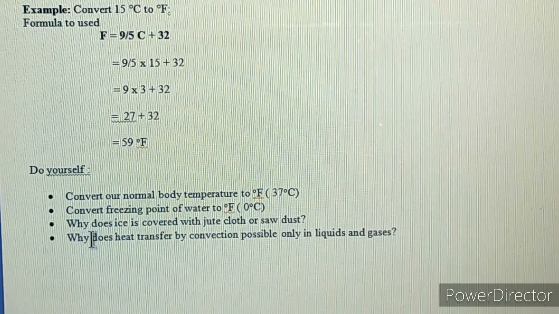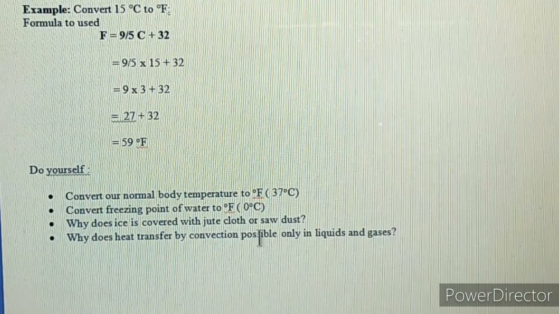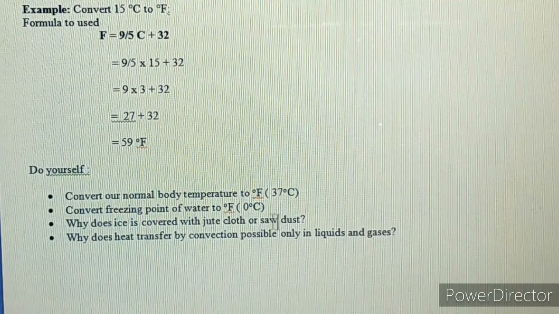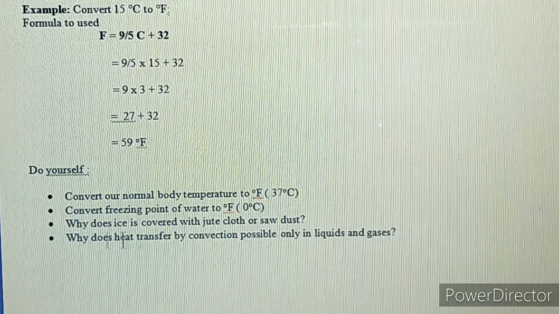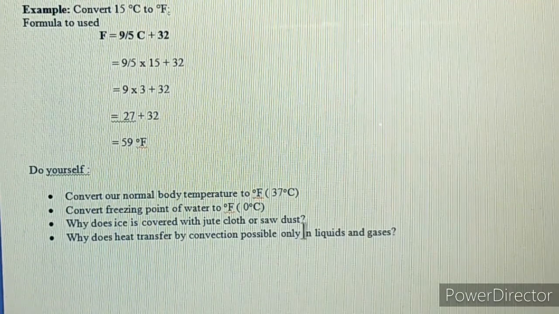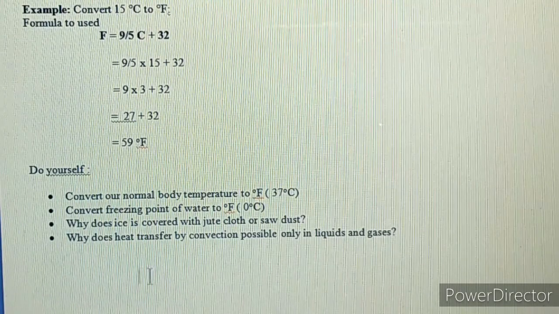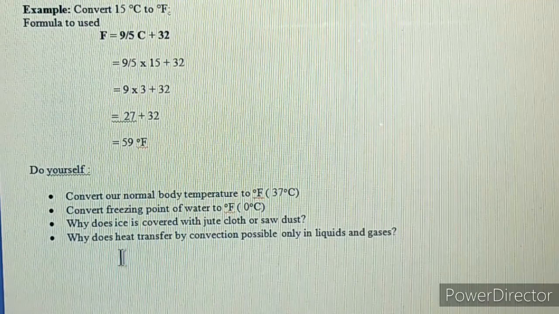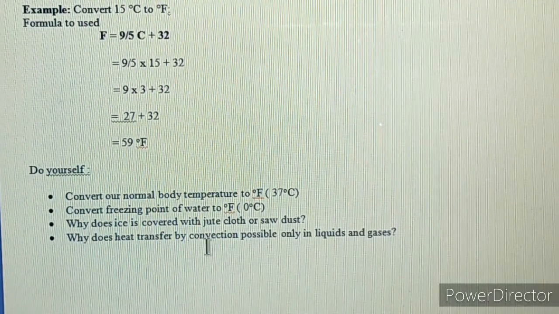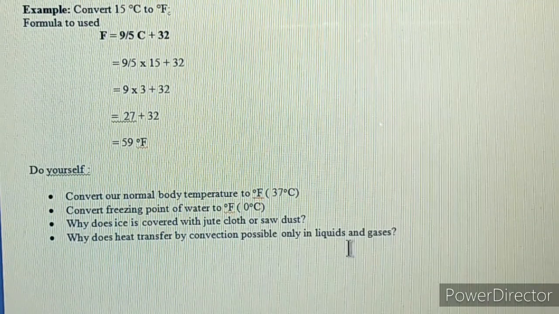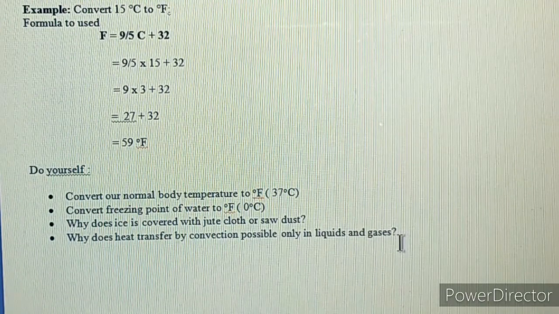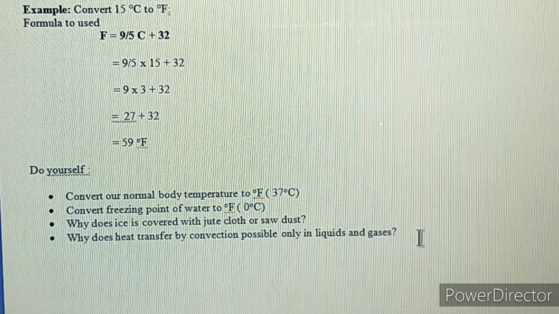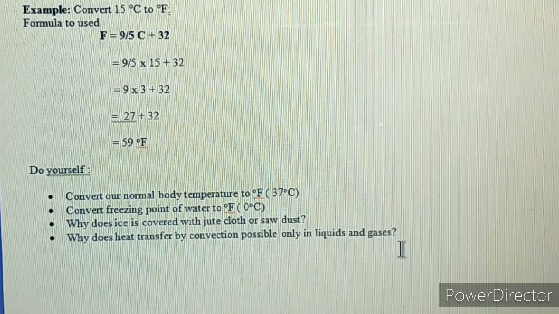Now the third question: why is ice covered with jute cloth or sawdust? Find out about this jute cloth and sawdust, and why we keep the ice in jute cloth or sawdust. Find out the answer and give me the answer in the comment box only. Why is heat transfer by convection possible only in liquids and gases, not in solids?